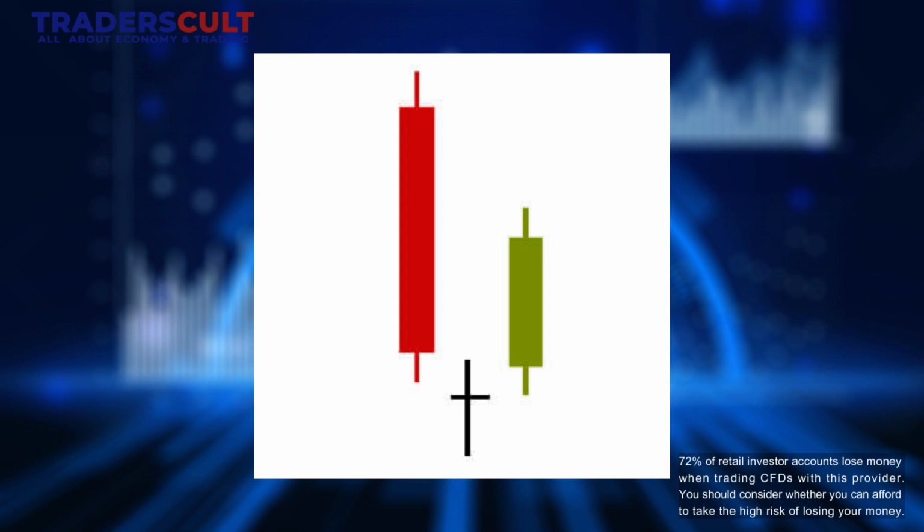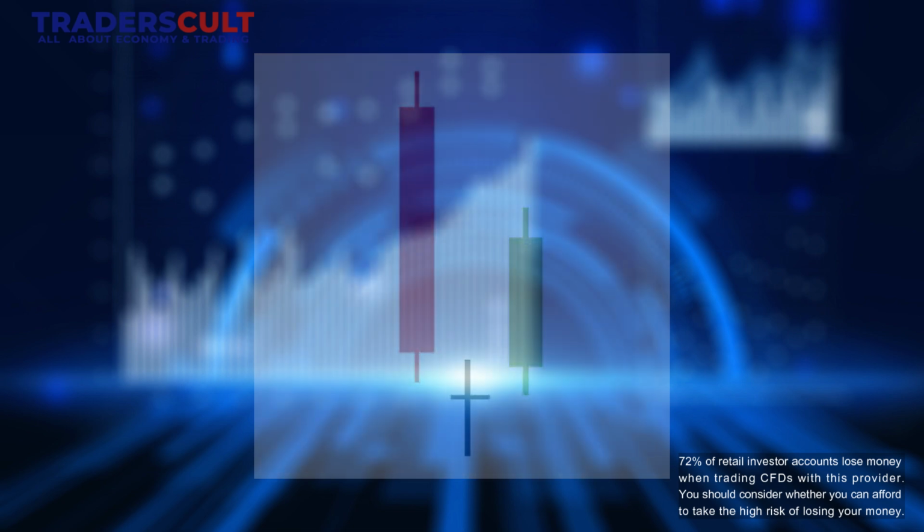Morning doji star. The morning doji star, an inversion pattern, involves 3 candles, a long bearish first candle, a doji second candle below the first's range, and a bullish third candle closing around 50% of the body.